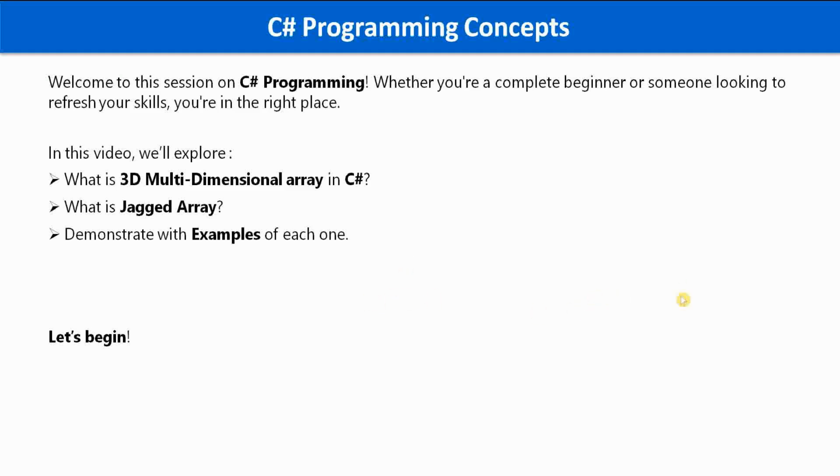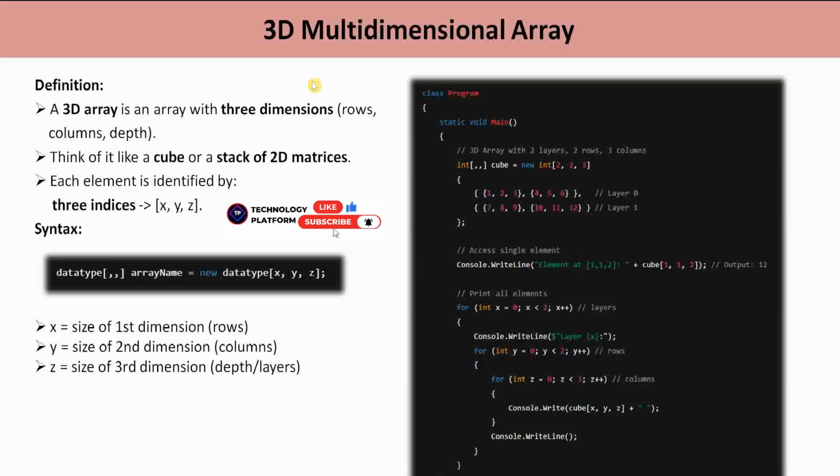So let's begin. Our first topic is the 3D array, meaning multi-dimensional array. Here we have the definition. A 3D array is an array where three dimensions, rows, columns and depth, are included. In the first dimension we set the layers, in the second dimension the rows, and in the third the columns. Think of it like a cube or a stack of 2D matrices.